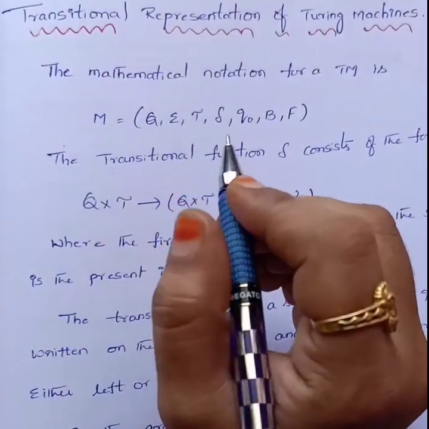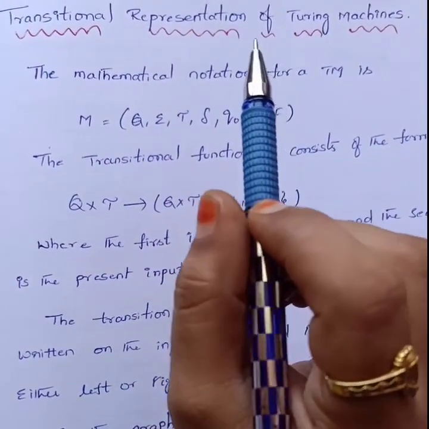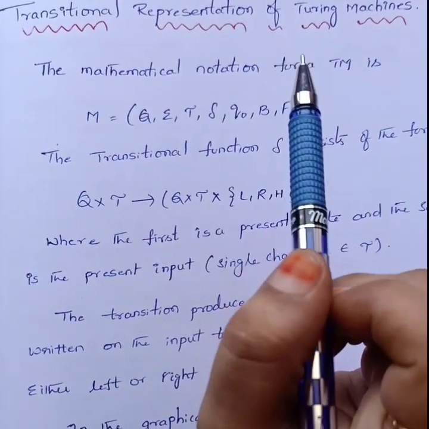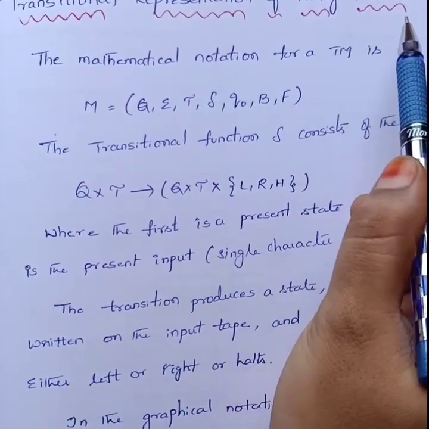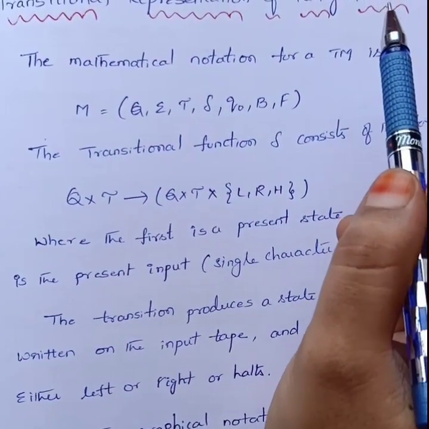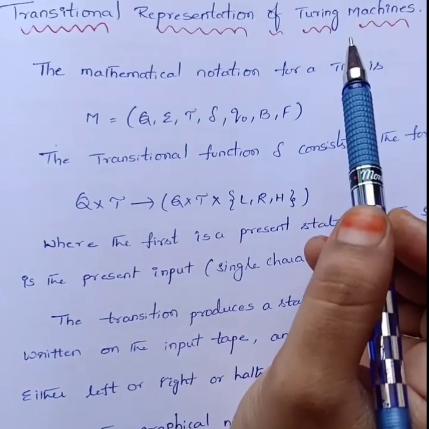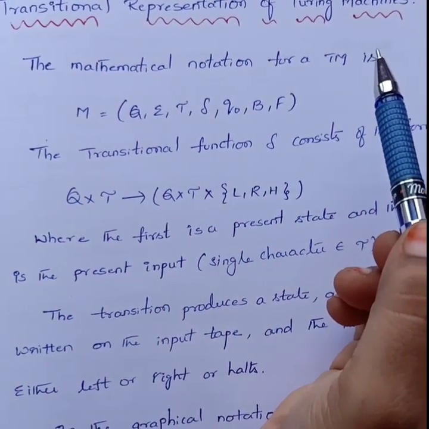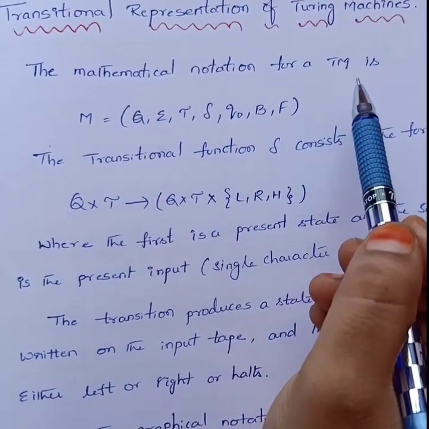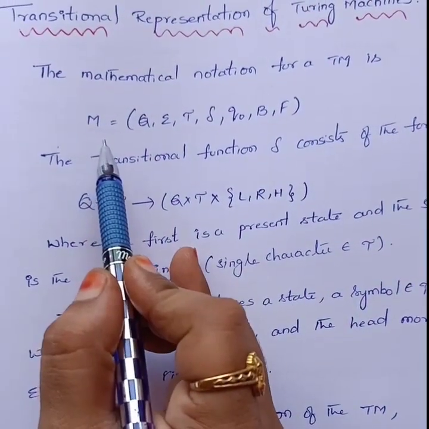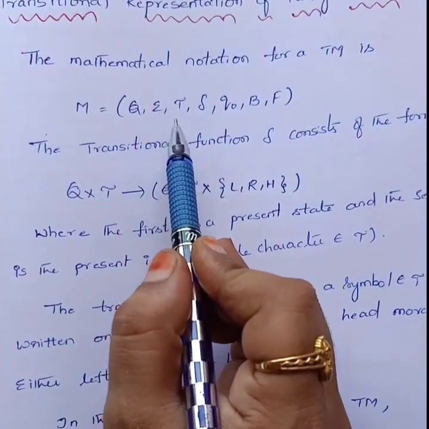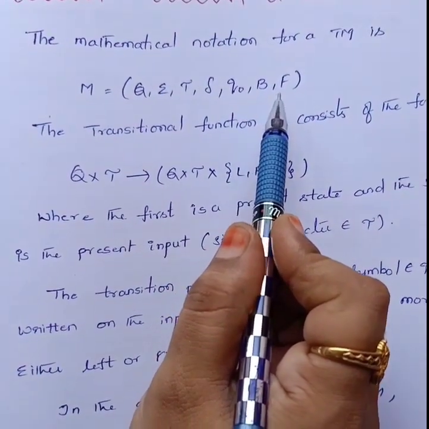Hi viewers, the next concept in the Turing machine is the transitional representation of a Turing machine. We know what a Turing machine is and its mathematical notation. In a Turing machine there are 7 tuples, represented as M = (Q, Sigma, Gamma, Delta, q naught, B and F).